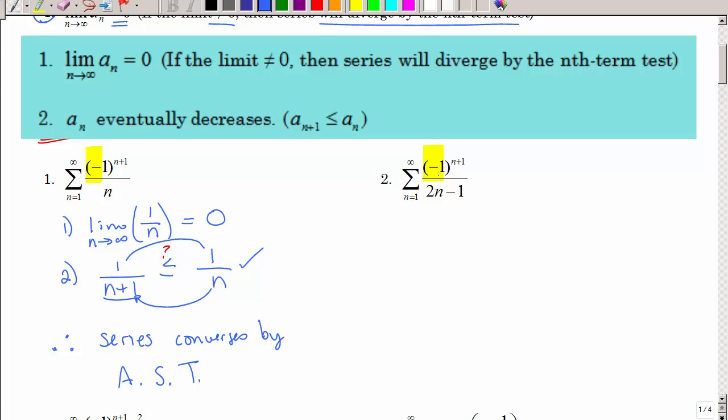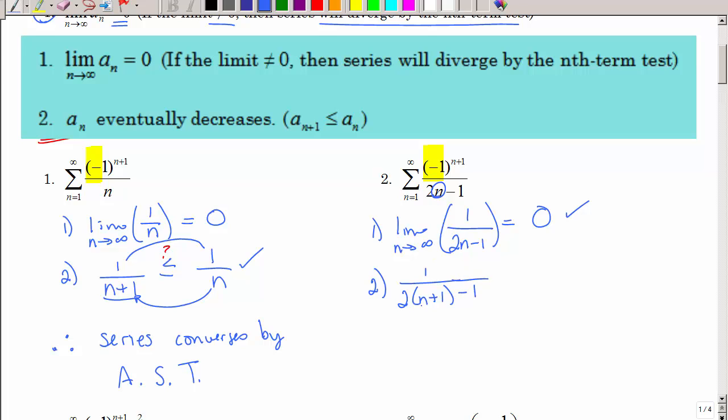Right on to the second one. For the first condition, we want to take the limit of all the positive terms, meaning remove the -1 to a power. What do you have left? You have this. As n approaches infinity, you're going to get 0. So that's the first condition. The second condition is what happens as n gets larger. So you're going to compare the next term. You replace n with n plus 1, and is that smaller than this?